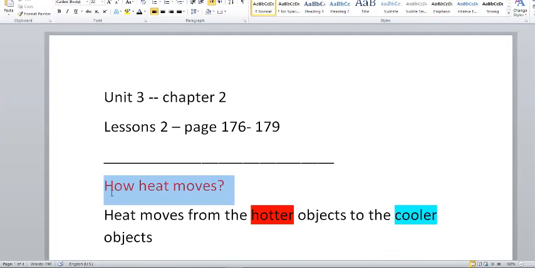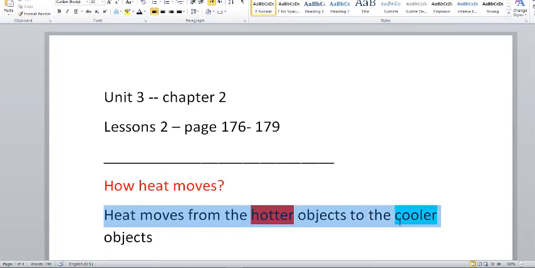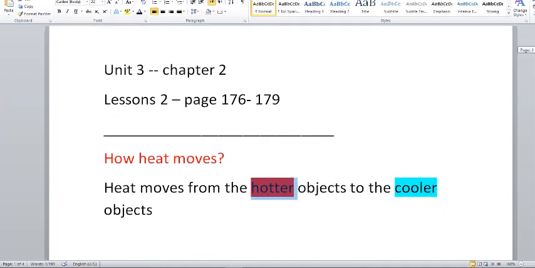How heat moves. How does heat move? Heat moves from the hotter object to the cooler objects. Alright? Heat moves from the hotter objects to the cooler objects. This is how heat moves.